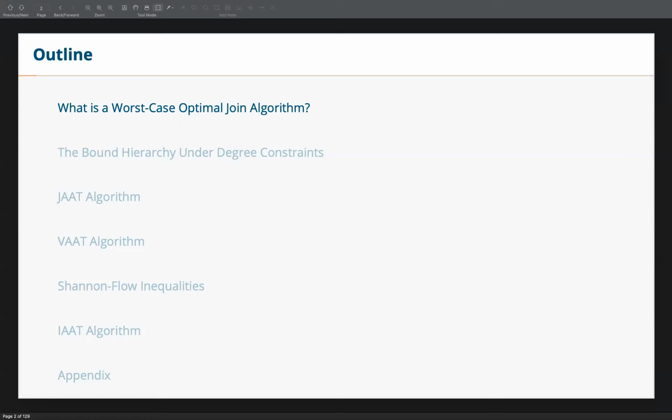Okay, so here's the outline. I will try to define what worst case optimal join is. Apparently, this is actually not very well documented, like what exactly is worst case optimal join. And this will be the second time that some of these acronyms occur in the literature. I'm very proud of them. JAT, VAT, and EAT algorithms. So if you don't remember anything technical about this lecture, those should be the ones you should remember.